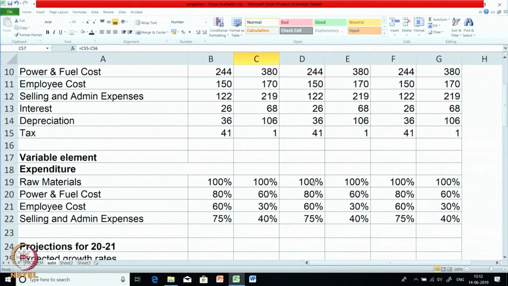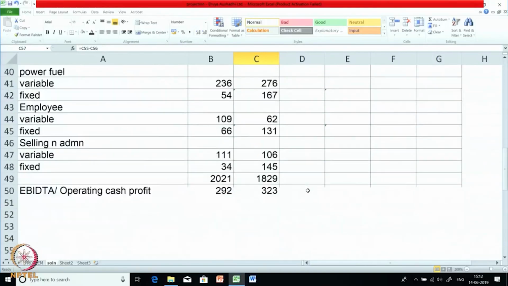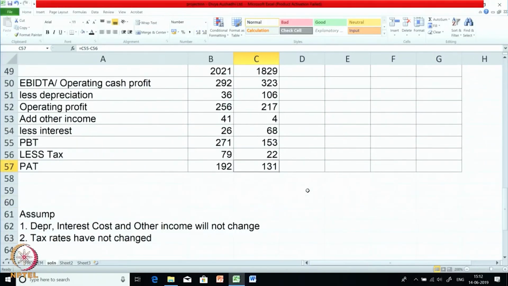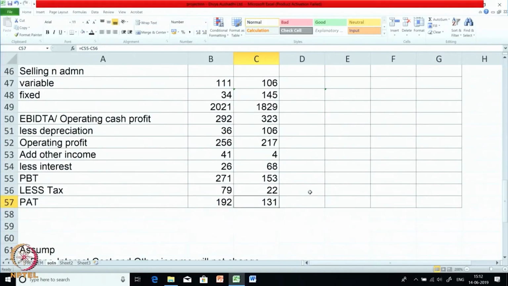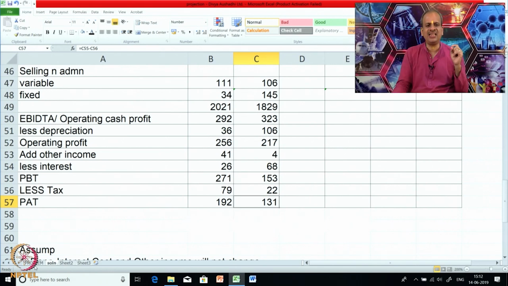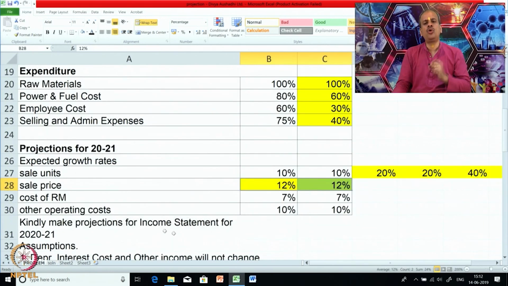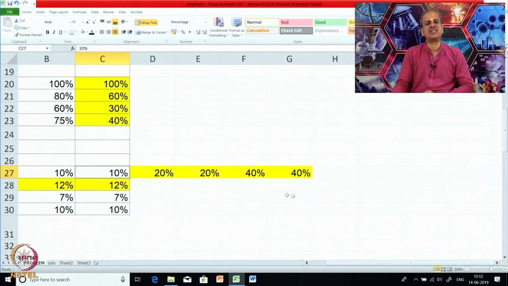Now we have already done the projection. I hope you have understood the process. We will just tweak slightly. If you go to the problem sheet, the sale unit change which was 10%, what will happen if the sale unit change is 20% or 40%, for both the companies the same? So 20-20 or 40-40.